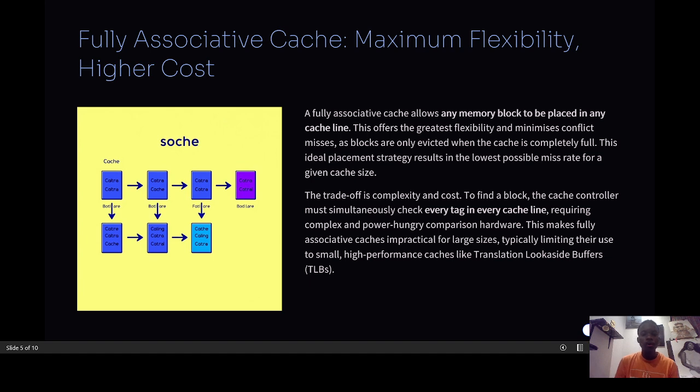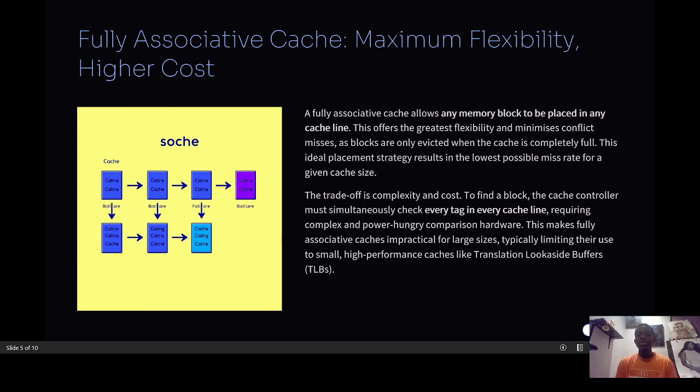Let's move on to the fully associative cache, also called maximum flexibility and higher cost. A fully associative cache allows any memory block to be placed in any cache line. It offers great flexibility and minimizes conflict misses, as blocks are only replaced when the cache is completely full. This ideal placement strategy results in the lowest possible miss rate for a given cache size.